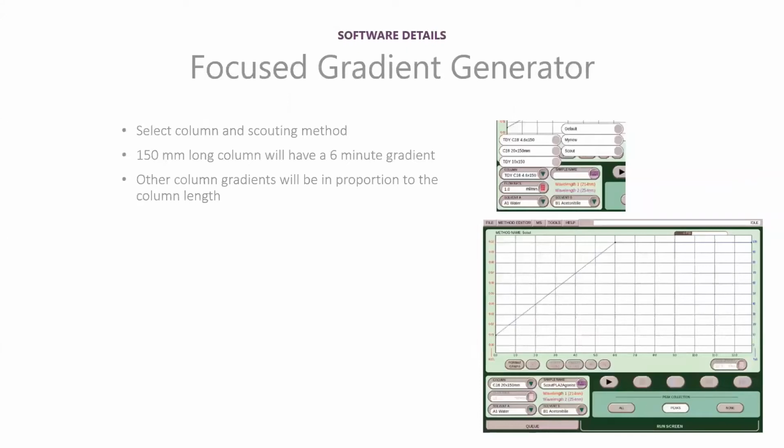Select the column and scouting method. A 150 millimeter long column will have a 6-minute gradient. Other column gradients will be in proportion to the column length. These scouting gradients have already been set up and calibrated for you.